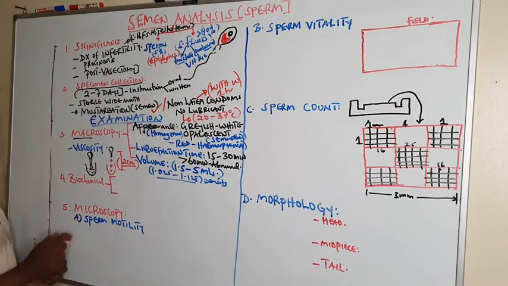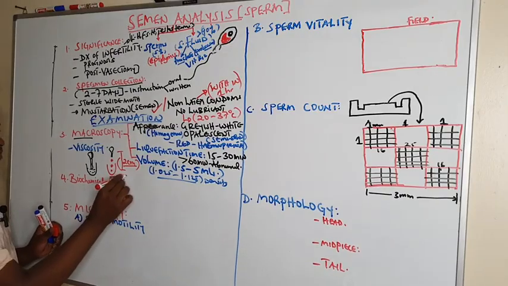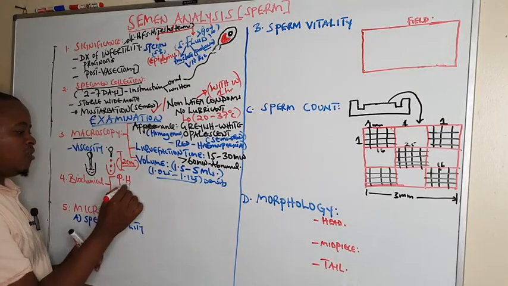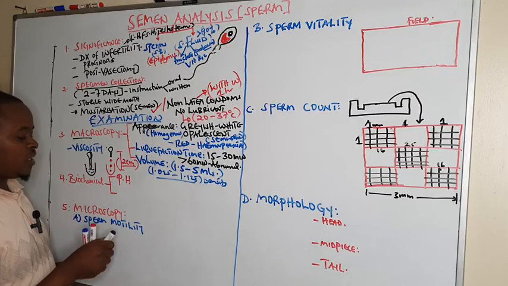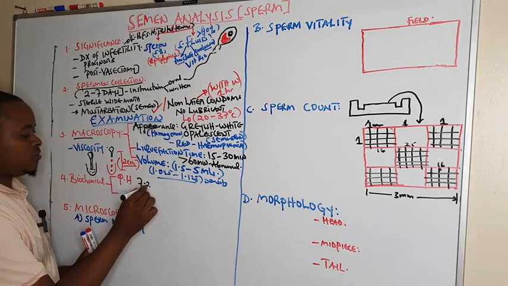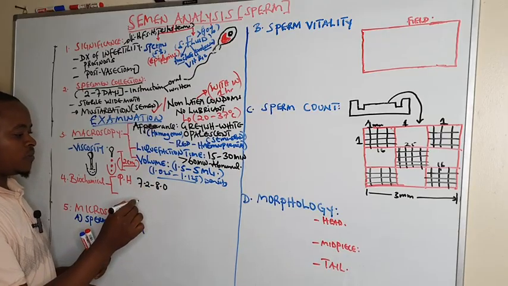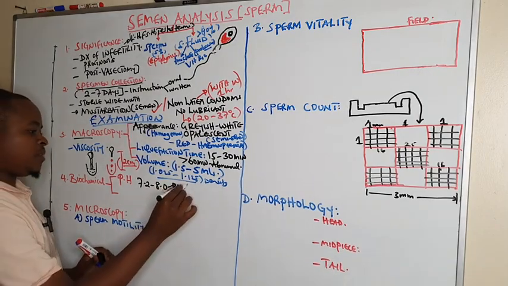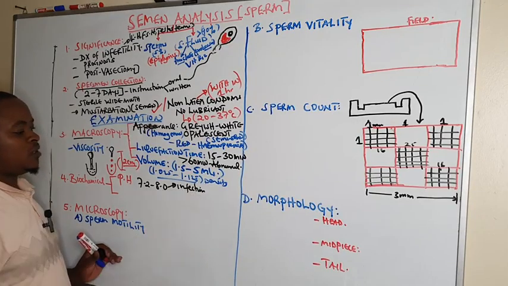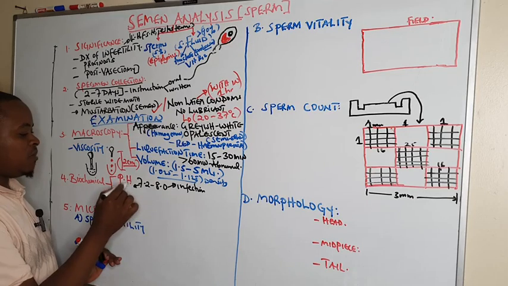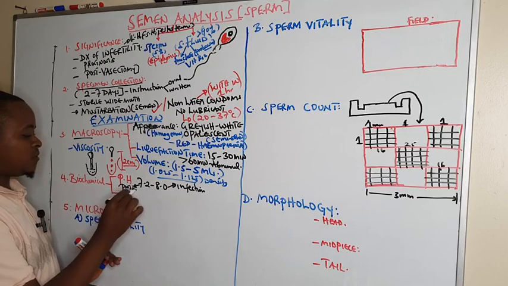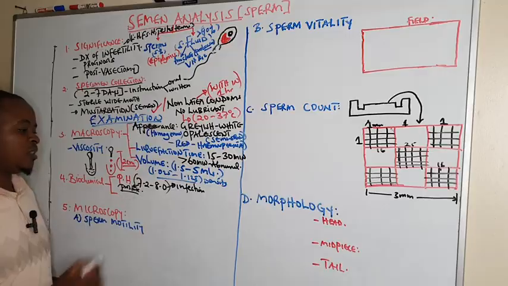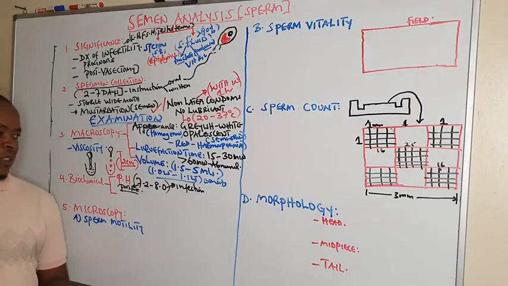Then under biochemical, we have tests like pH, whereby we use a narrow-scale pH paper between 6 to 10, and the normal range for the pH should be 7.2 to 8.0. So if the semen pH is too alkaline, it can imply presence of infection. Then if it is too acidic, it means there is much secretion from the prostate. And this one can affect the quality of the sperms. But the normal should be between 7.2 to 8.0.